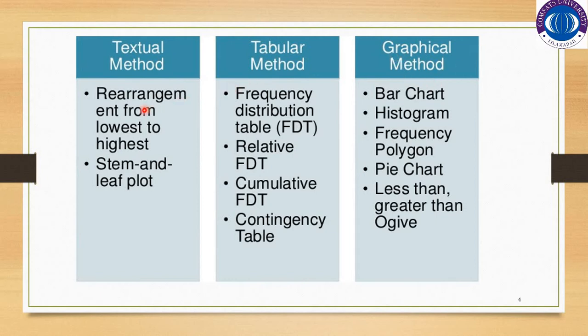In the textual method, you simply arrange the data written in a paragraph from lowest to highest or highest to lowest value. The other method is the stem and leaf plot. In the tabular method, we make a frequency distribution table, relative frequency distribution table, cumulative frequency distribution table, and contingency table. The graphical method includes bar chart, histogram, frequency polygon, pie chart, and less than and greater than ogives.